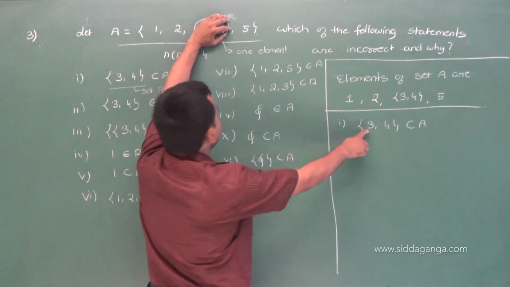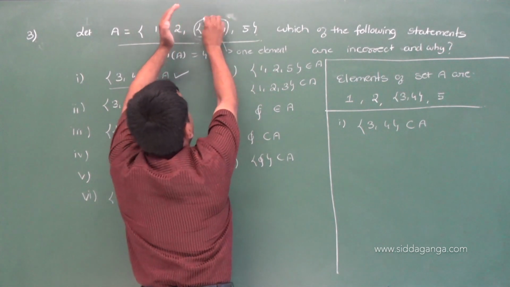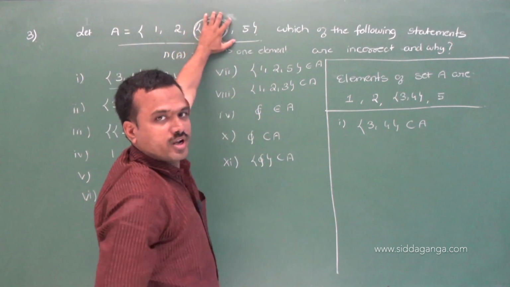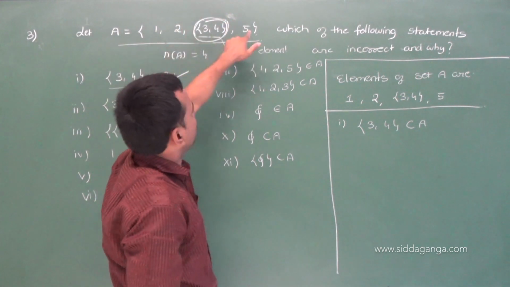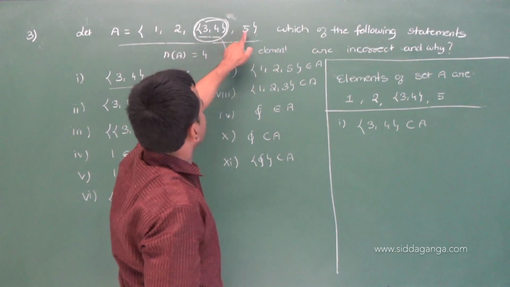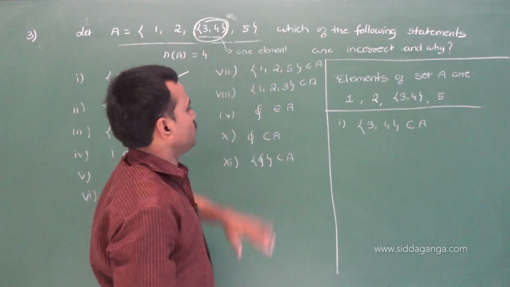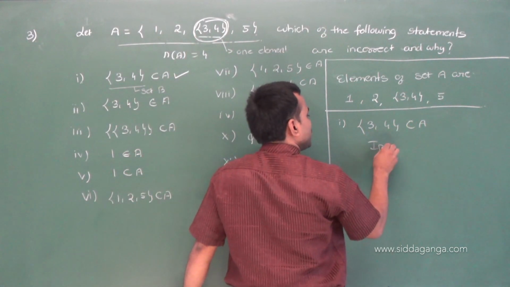Okay. So is 3 present here? No. 1, 2 is present, and this whole element we call it as O. Not 0, O. So 1, 2, O and 5 are present. Observe here, O is present, 3 is not present, 4 is not. So is it correct or incorrect? Incorrect.